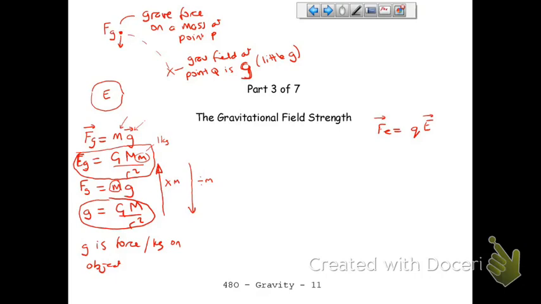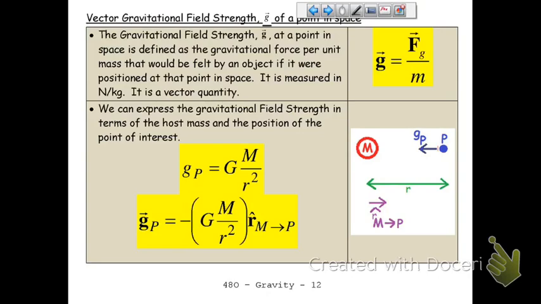So let's talk about that. So we say gravitational field strength, little g. Gravitational field strength, little g, at a point in space is defined as the gravitational force per unit mass. There, I'm doing that little cheat already. That would be felt by an object if it were positioned at that point in space, but it doesn't have to be. It's about the planet. It's not about the mass you're choosing to put there or not. It is measured in newtons per kilogram, and it's a vector quantity. It points towards the Earth as far as the Earth is concerned. So we can say little g is equal to big Fg over m.